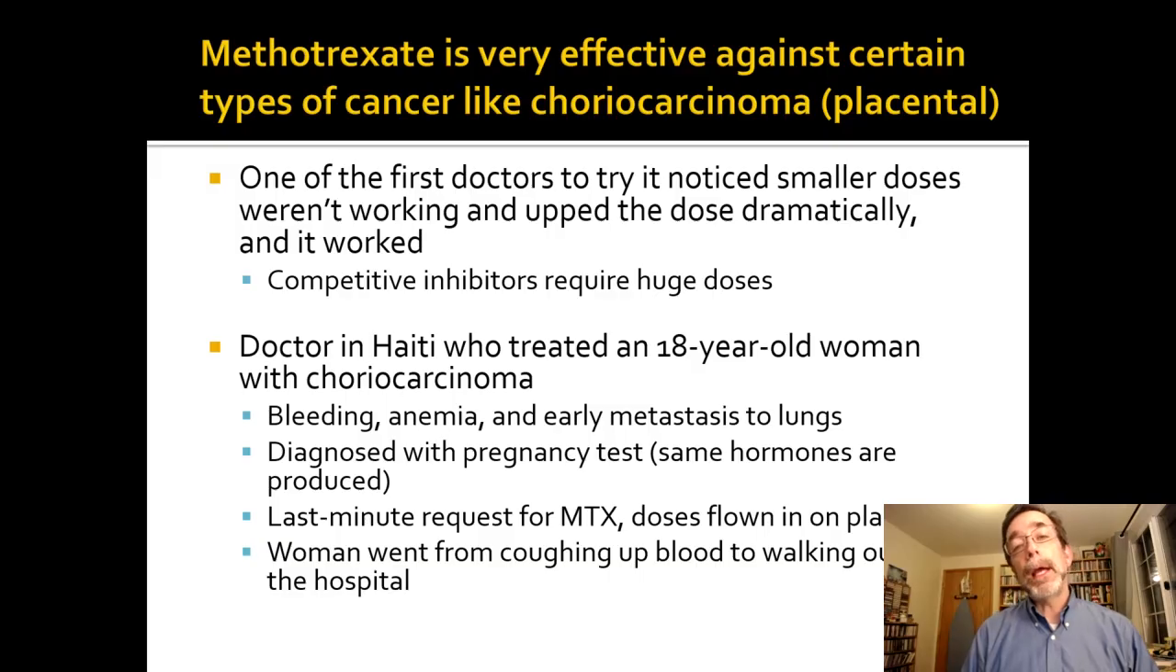So there's a doctor in Haiti that I'm actually related to, who treated an 18-year-old woman with choriocarcinoma, and she had bleeding, anemia, early metastasis to the lungs, and she was diagnosed with a pregnancy test, because a choriocarcinoma is kind of like a tumor in the place of a baby. The same hormones are produced by the tumor being implanted, but it's not a baby, it's a tumor. And so one of the ways you can diagnose it is with a pregnancy test. So he could diagnose it even in Haiti with limited resources.